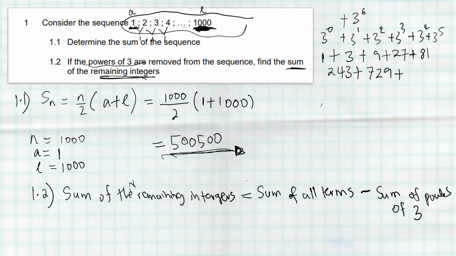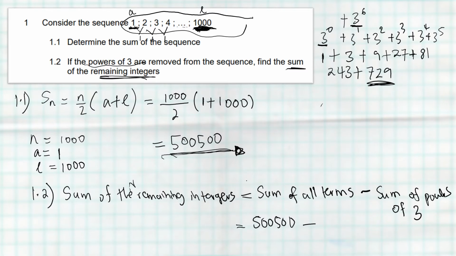We just take from 3 exponent 0 to 3 exponent 6 because they are ending with a number that is included in the sequence. Can you see? So now we can go and get the answer. Sum of all terms, 500. Sum of the powers of 3 is from 3 exponent 0 to 3 exponent 6.